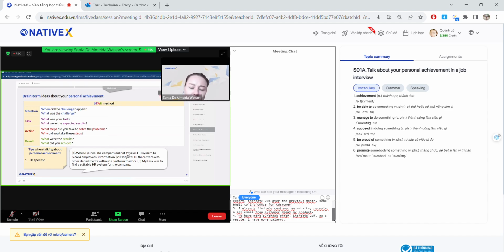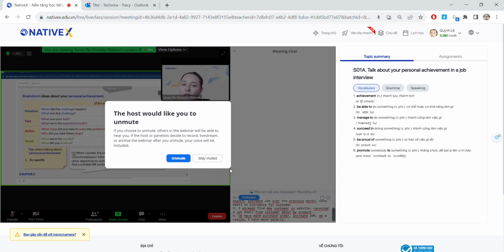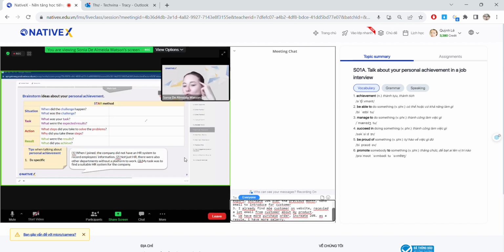Let's read. When I joined the company, we did not have an HR system to record employees' information. Not just HR, there were also other departments without a platform to work. My task was to find a suitable HR system for the company. Which sentence can we take out?